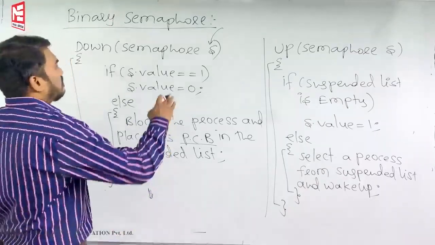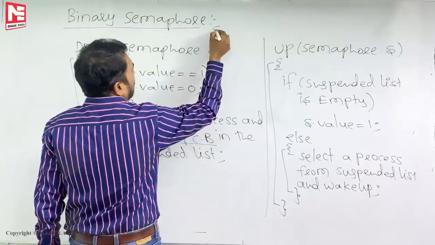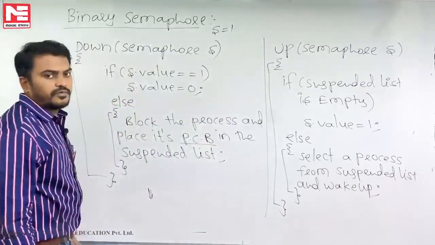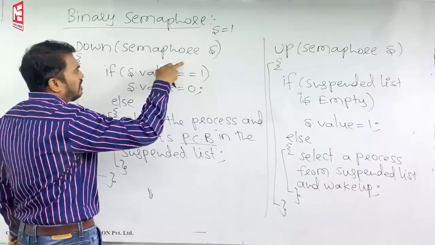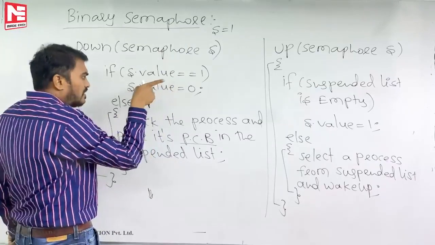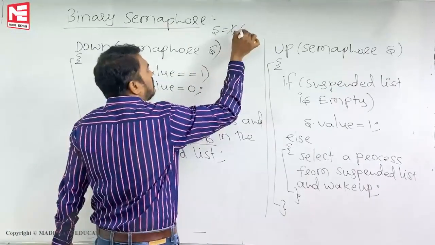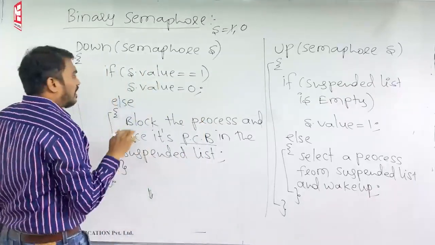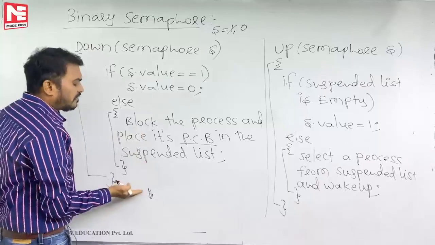Just listen here. First, what can the initial value of semaphore be? Either 0 or 1. So I am assuming, let's say the initial value of semaphore is 1. Then what you are doing? You are checking this condition. You are reading the value. Is that value equal to 1? Yes. If it is 1, you simply make it 0. That's all. If it is 1, make it 0. After that it will continue the further execution.